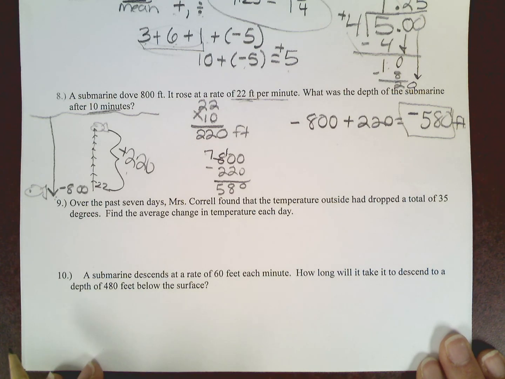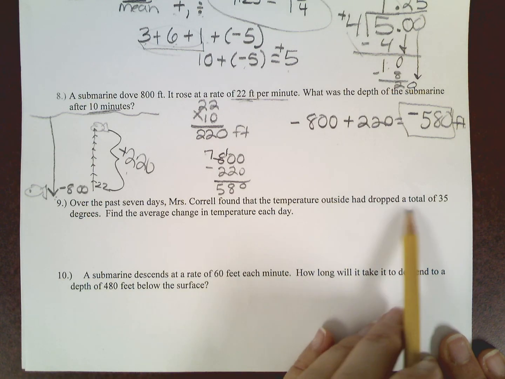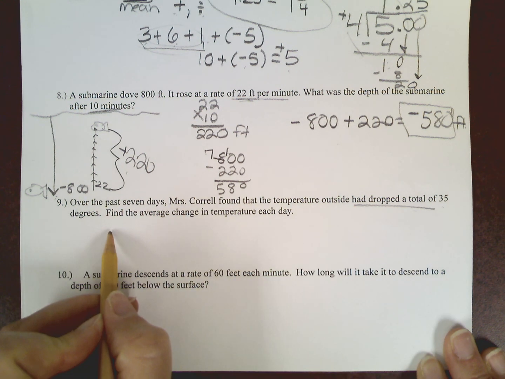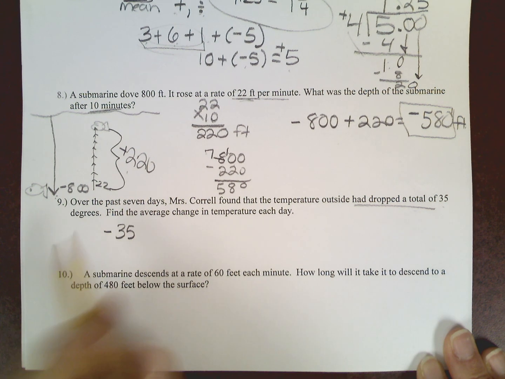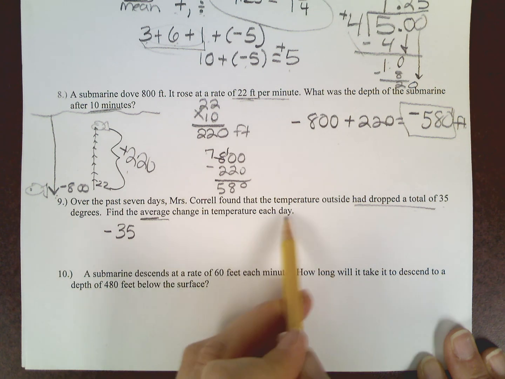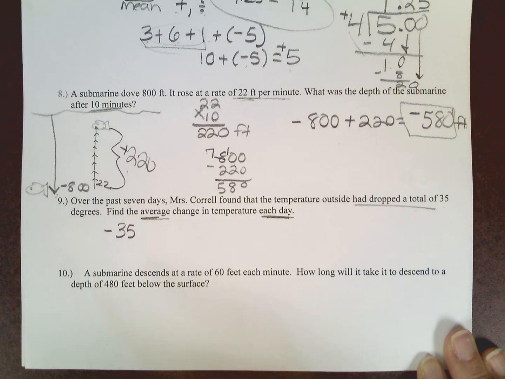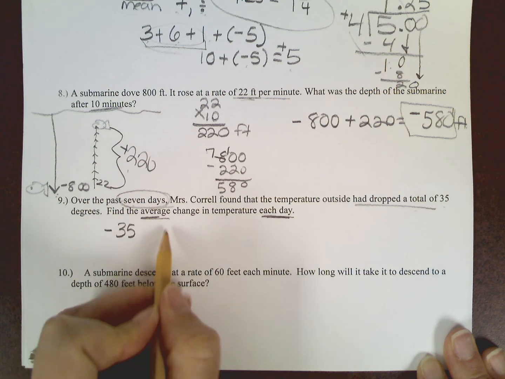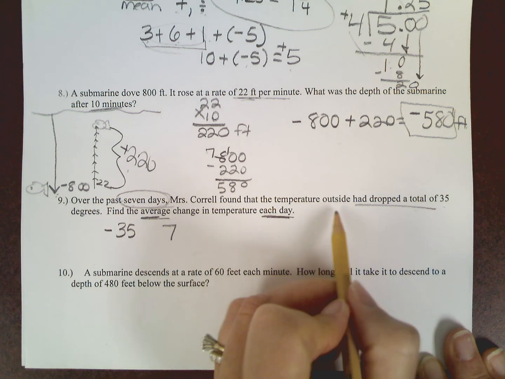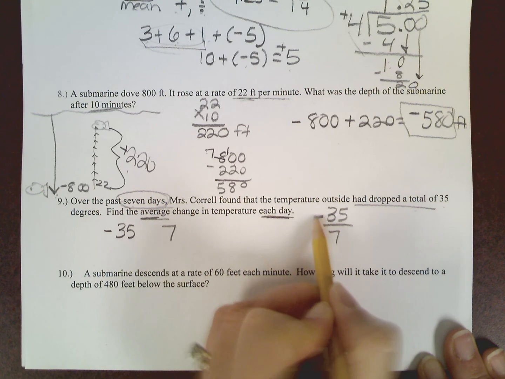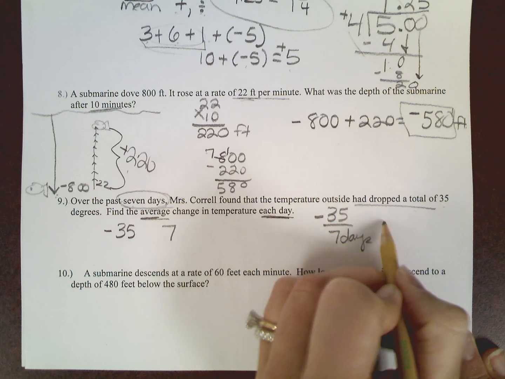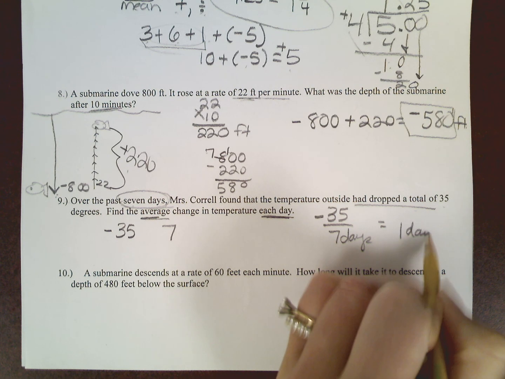Number 9. Over the past 7 days, Mrs. Corell found the temperature outside had dropped a total of 35 degrees. Because it had dropped, the number is negative. Find the average change each day. So let's go back. Over the past 7 days. So what are we going to do with it? We don't want to know, well, that's great. It dropped 35 degrees in 7 days. We want to know how much per 1 day.